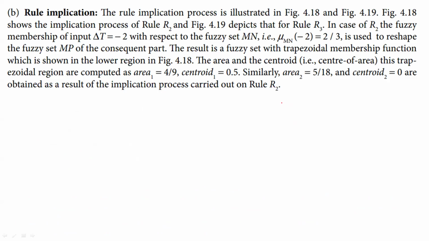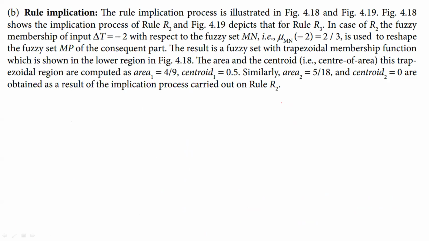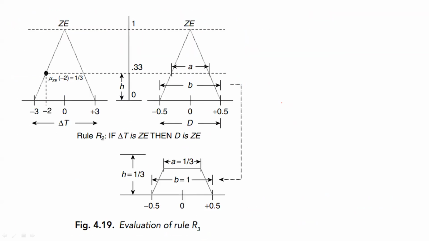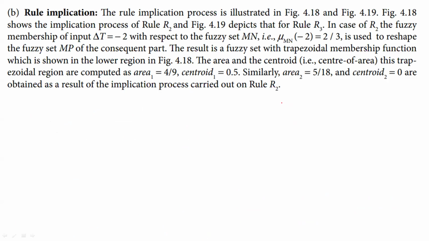The rule implication is the process that is illustrated in figure 4.18 and figure 4.19. I'll show you how it is to be done. So the rule implication has to be done. The first figure shows the process where rule 2 has been applied, and the second figure shows where rule 3, R3, has been applied.